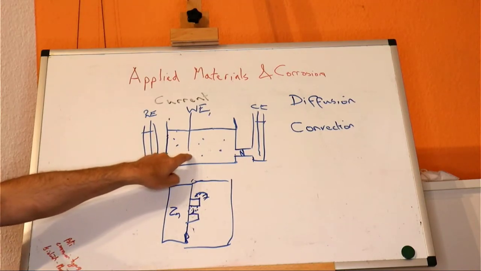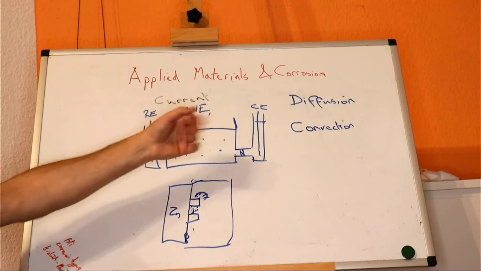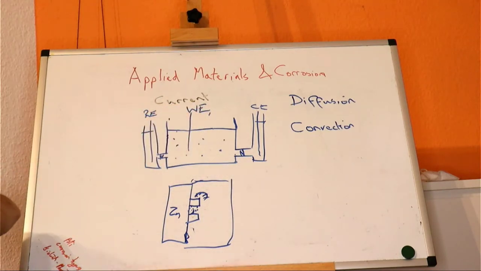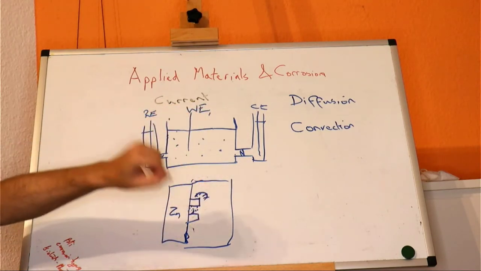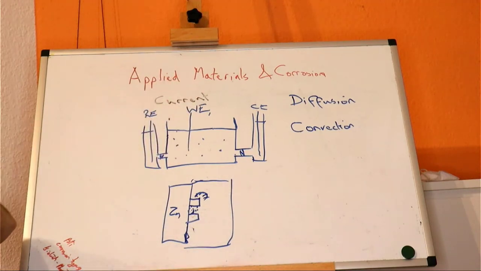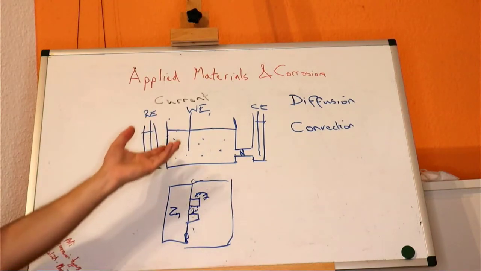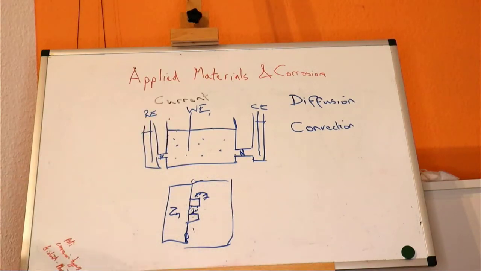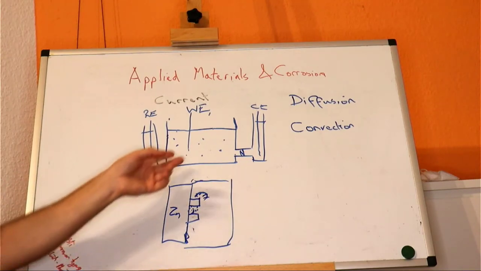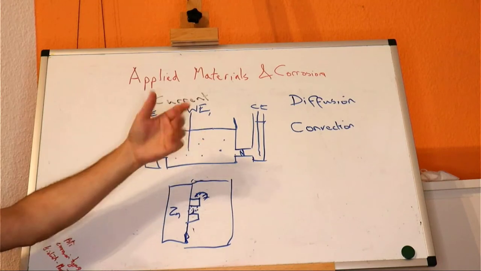This is obviously the equivalent here. If we are interested in diffusion, we want diffusion to win. If we're interested in convection, we want convection to win. The problem with convection in a normal case, so if I just do this experiment with a wire in a beaker, then most of my current will come from convection, and that is a problem. It's a problem because convection is kind of random.